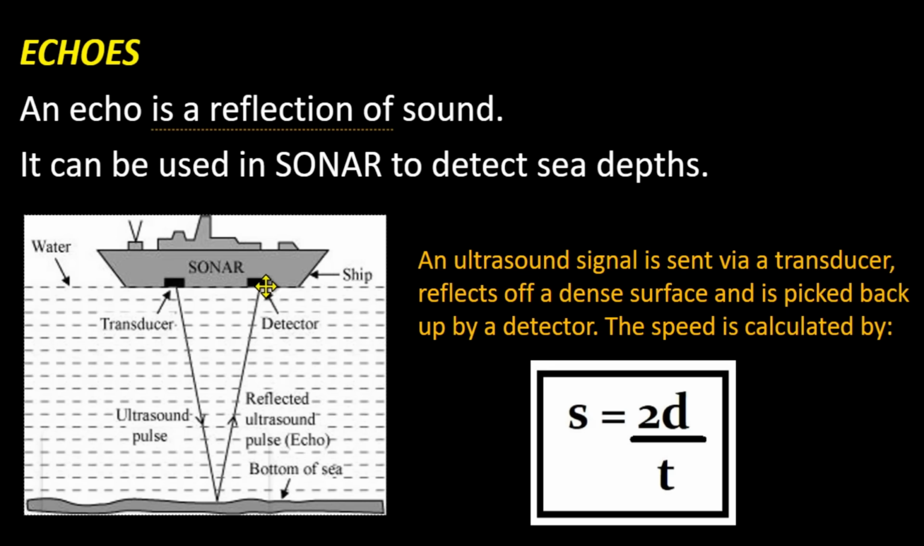Now remember that the wave is traveling a distance down and a distance back up, so that means it's traveling double the distance. This is why the formula for it is calculated as speed is equal to 2 distance over time.